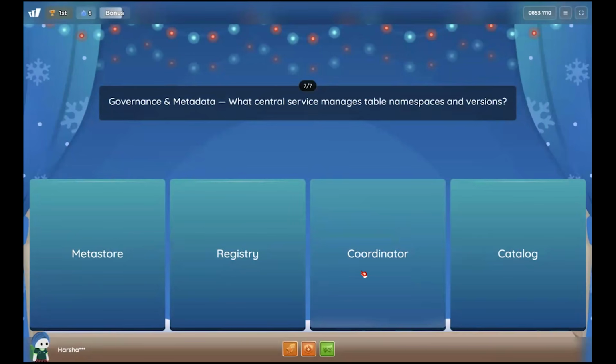Governance and metadata. Registry. Sorry? Registry. No. Catalog. Yeah, sorry.